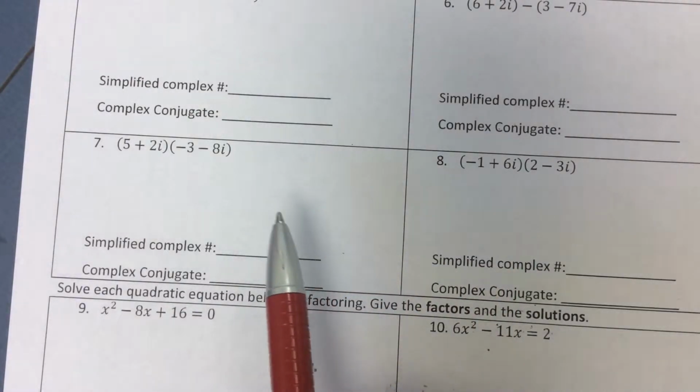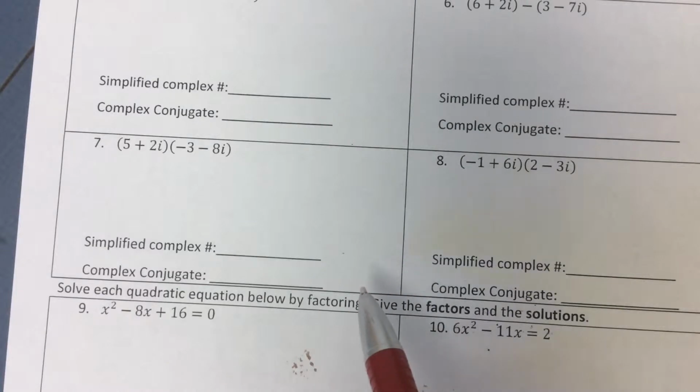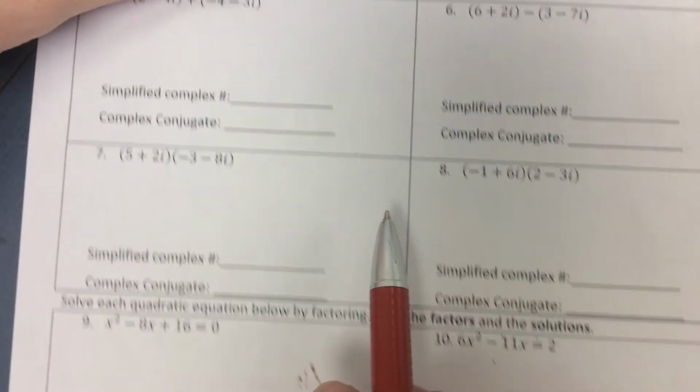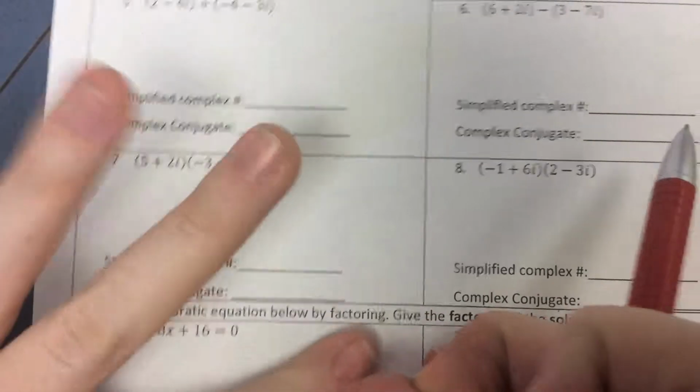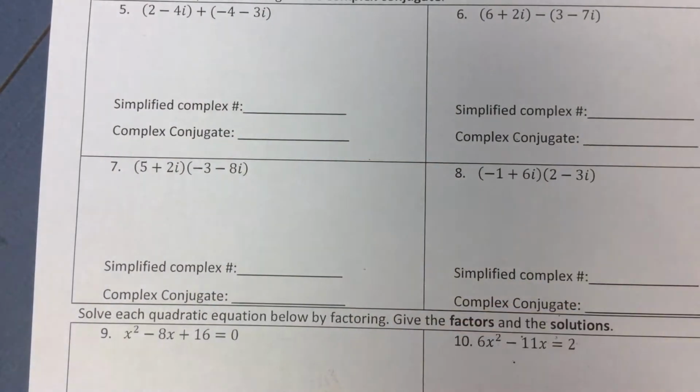You should have notes on page 41 over complex numbers. If you're still stuck on that, you need to look back at your notes.